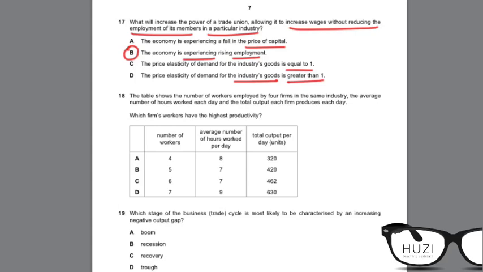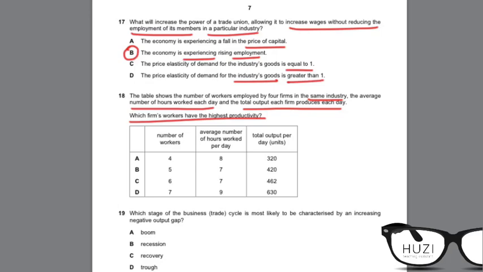Question number 18. The table shows the number of workers employed by 4 firms in the same industry. Okay, it's the same industry. The average number of hours worked each day and the total output each firm produces each day. Which firm's workers have the highest productivity?